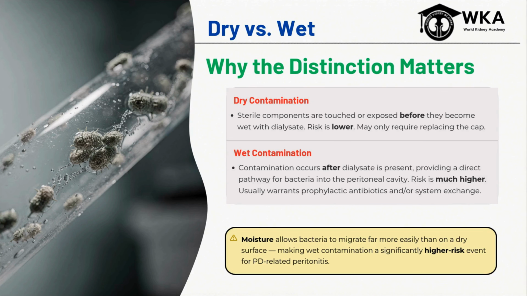Now that we understand the definitions, the next question is probably the most important one. Why do we even care whether contamination is dry or wet? The answer is simple, because the risk of peritonitis is completely different. Think about it in this way. Imagine you are trying to walk across a field. If the ground is dry and broken, it's difficult to move from one side to the other. But if someone suddenly builds a smooth bridge connecting both sides, crossing becomes effortless. That's exactly what dialysate does. The moment fluid enters the PD system, it creates a continuous liquid bridge, and bacteria love liquid environments. They don't have to jump.